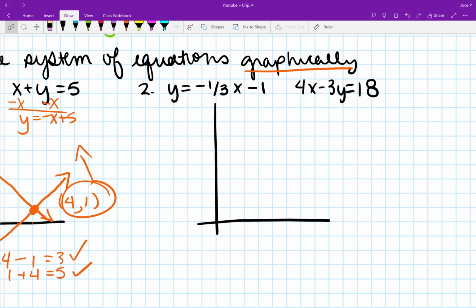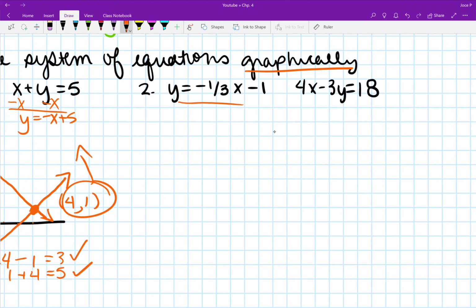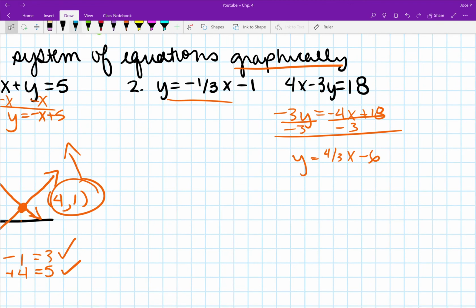Here, I again didn't make these axes well. I apologize, guys. So let's just erase that. We already have our equation made for this one. Now let's go and fix our equation for this one. You have negative 3y equals negative 4x plus 18. Divide by negative 3. Divide by negative 3. y equals 4/3 x minus 6. Fantastic. So let's draw some axes.